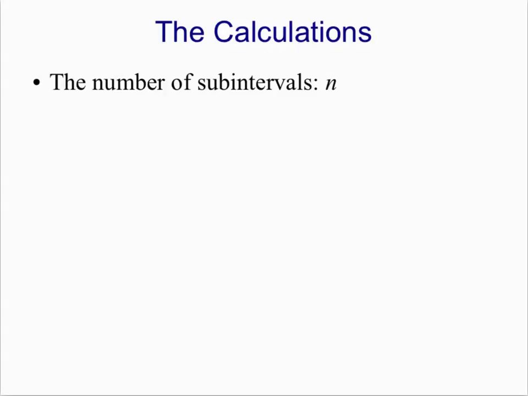The first thing I want to do is identify the number of subintervals that we need, the number of rectangles, right? This n is really the number of rectangles that we're going to draw. And in our problems, that'll be given to us. We'll say approximate the area with 4 rectangles. And that tells us that n is 4.